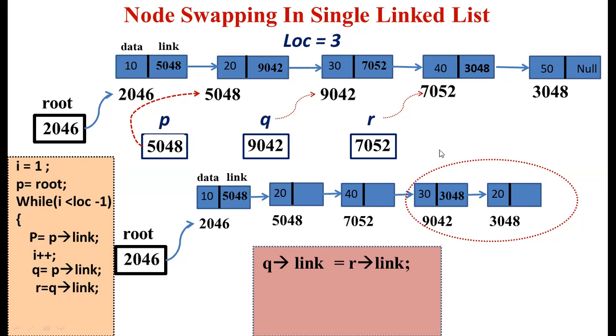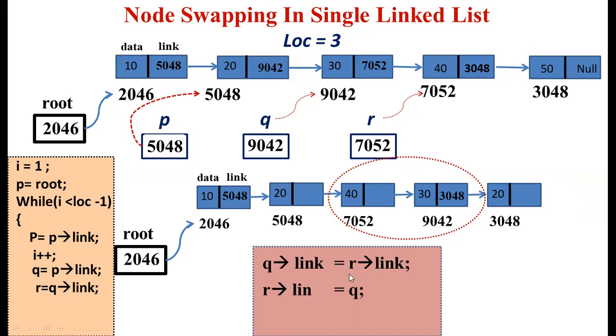So now 3048 value will come here. Now let us see the second part, that is this one. Now here I need to place the value 9042. What is 9042? 9042 is Q value. So I have to place the Q value in 7052 to link. What is 7052 to link? 7052 to link is nothing but R to link. So in R to link, I need to assign the Q value. So I am assigning the Q value to R to link value.